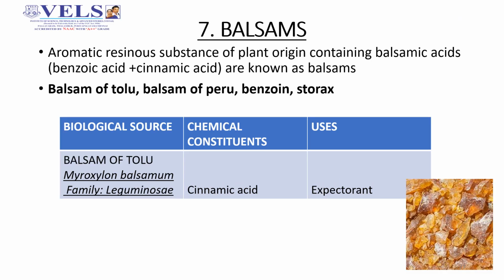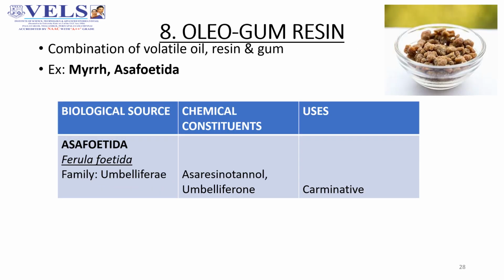Then seventh one is balsams. This is the combination of two balsamic acids known as benzoic acid and cinnamic acid. This is known as balsams. Examples for balsams are balsam of Tolu, balsam of Peru, benzoin, storax, etc. Then balsam of Tolu, that is Myroxylon balsamum, belonging to the family Leguminosae. Then chemical constituent is cinnamic acid, mainly used as expectorant. Expectorant means it relieves sputum from the respiratory tract.